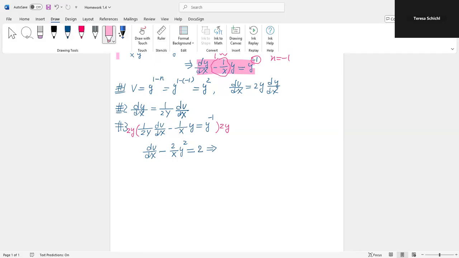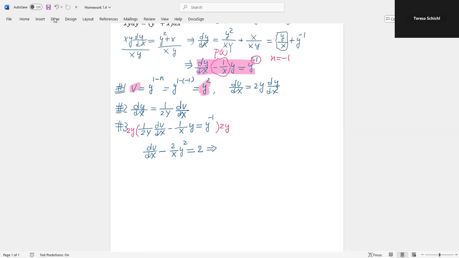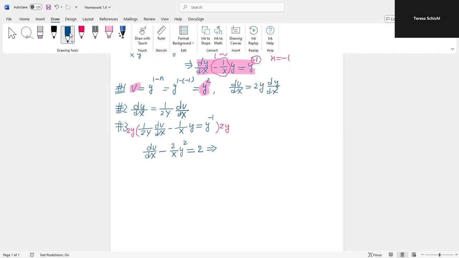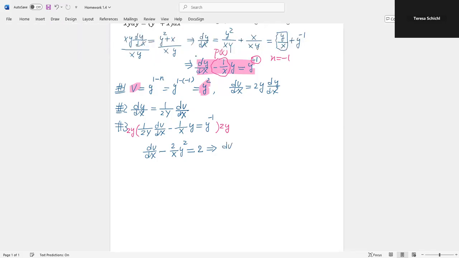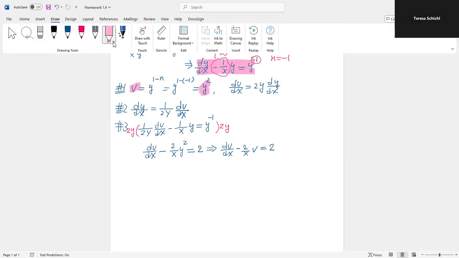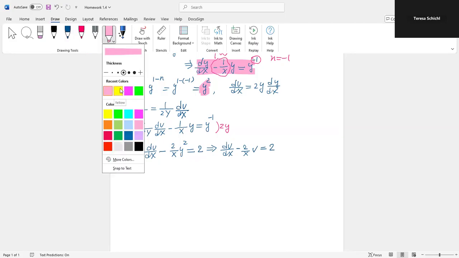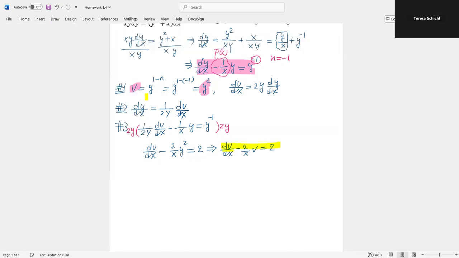Because we defined v equal to y squared, now I can change everything to v. So this is dv/dx minus 2 over x times v, equal to 2. Let me use a different color to highlight this. So I've changed it to another linear differential equation, where now the variable is v.